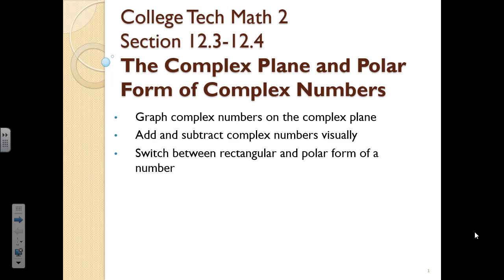Hi gang, so as we get back to work here, we're going to keep working with complex numbers. And in this section what we want to do is see how the complex numbers are represented on the complex plane, which we've already talked about a little bit, and different ways to represent complex numbers.